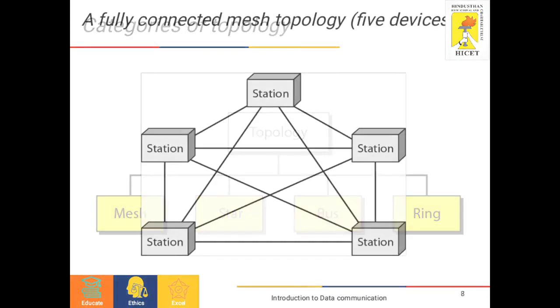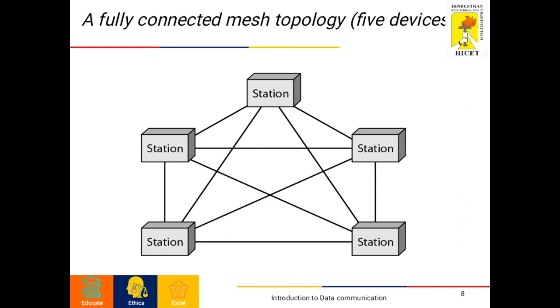The first one is mesh topology. In mesh topology, every device has a dedicated point-to-point link to every other device. The term dedicated here refers to the link carrying the traffic only between the two devices it connects. So in mesh topology, the information travels only between the two devices the link connects.